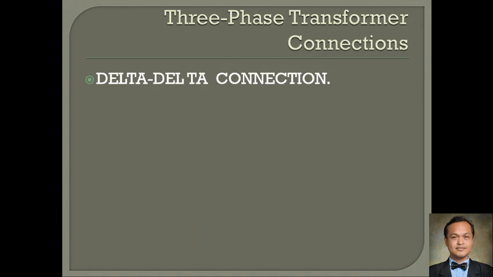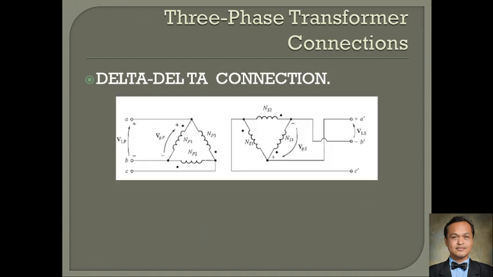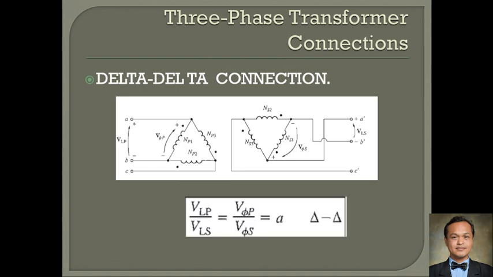Now the delta connection, wherein the primary and the secondary are both connected in delta. So the line voltage and the phase voltage are equal. So VLP, the line voltage at the primary over the line voltage at the secondary, is equal to the phase voltage at the primary over the phase voltage at the secondary, which is equal to the turns ratio. So the turns ratio relationship of the delta delta is the same as with the Y to Y connections.